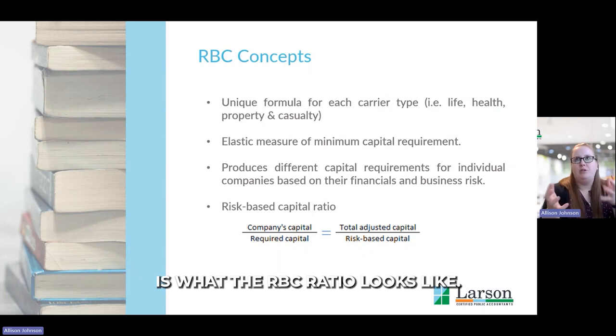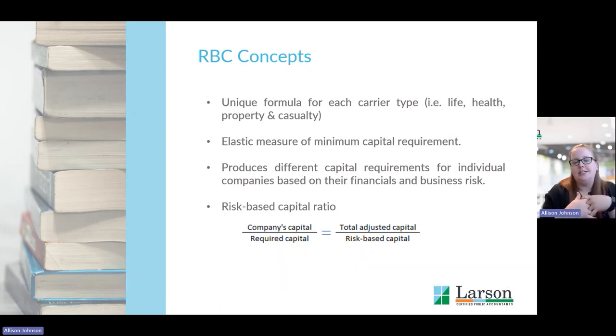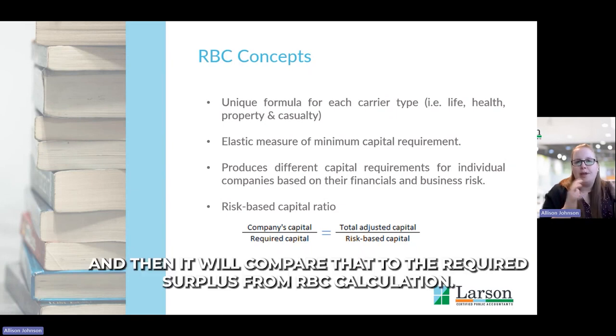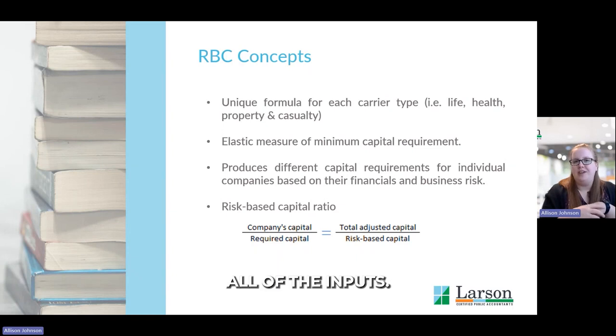Then the last thing, just to have as a frame of reference as we're talking through things, is what the RBC ratio looks like. So the numerator in that calculation will take into account what your actual surplus is as a carrier, and then it will compare that to the required surplus from the RBC calculation. So we're going to circle back to this formula at the very end once we've talked through all of the inputs.